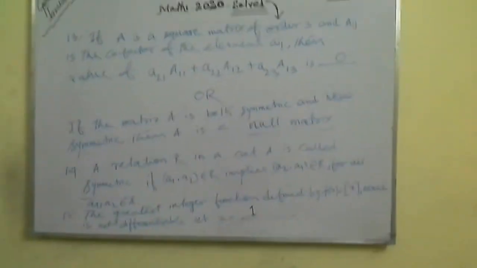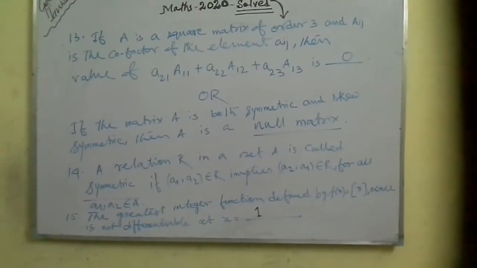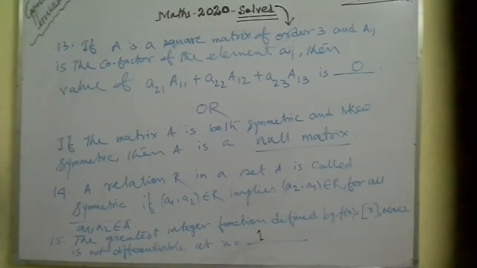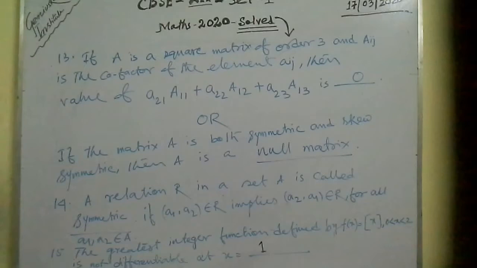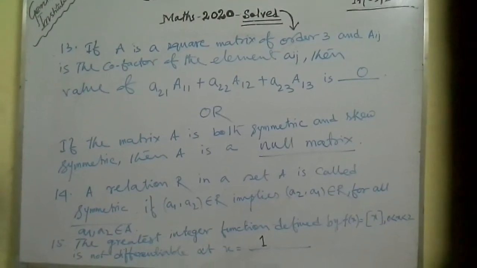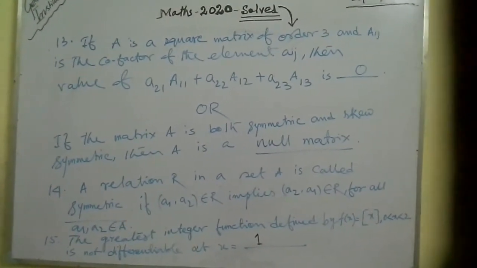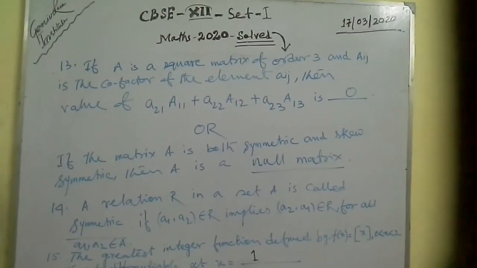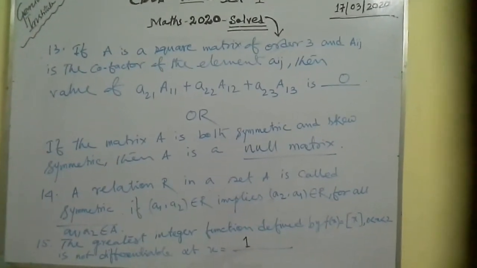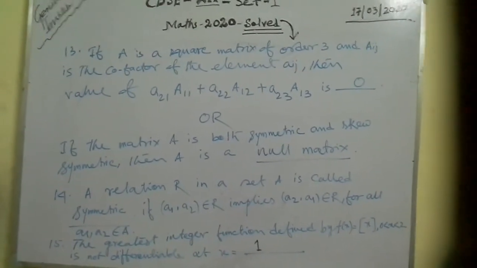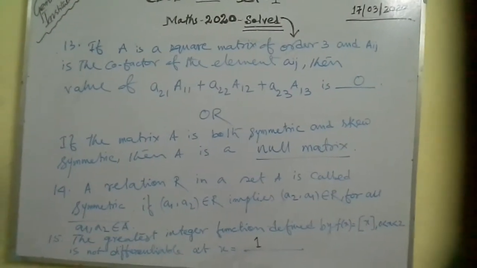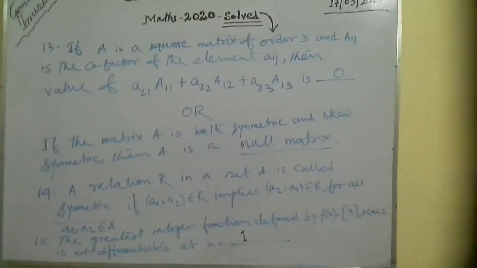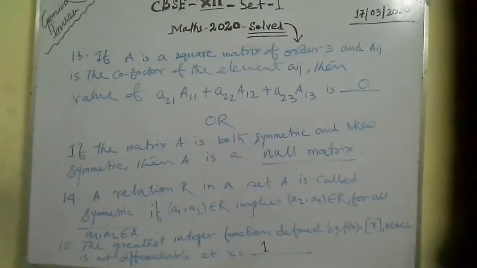So question number 15: the greatest integer function defined by f(x) equals the greatest integer of x, with 0 less than x less than 2, is not differentiable at x equals 1, because the greatest integer function is not continuous at all the integer points. So here we are getting the integer point at x equals 1. At this point, the function is not differentiable. Okay, so moving on to the next question, question number 16.